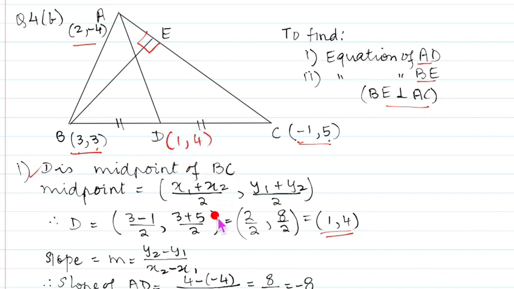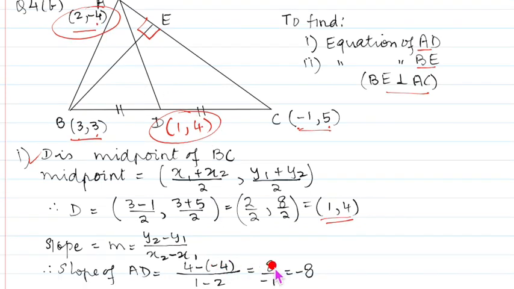We write it in the diagram. Now we need the slope. So you can consider these as x1, x2, y1, y2 like that. Okay. So slope will be y2 minus y1 upon x2 minus x1. So this minus this will be 8 and this minus this will be minus 1. So minus 8 is the slope of AD. So we have the slope of AD as minus 8.